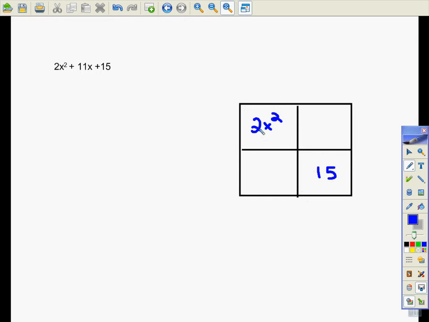Now what we need to do is multiply the A and C terms. So our magic number is 30. Now what we're looking for is combinations of numbers that multiply to 30 and also add up to 11. As you go through the list here, 15 and 2 doesn't add up, 10 and 3 doesn't add up, but 5 and 6, 5 times 6 is 30, and 5 plus 6 is 11. So our two terms here, we're going to put in a 5x and a 6x.